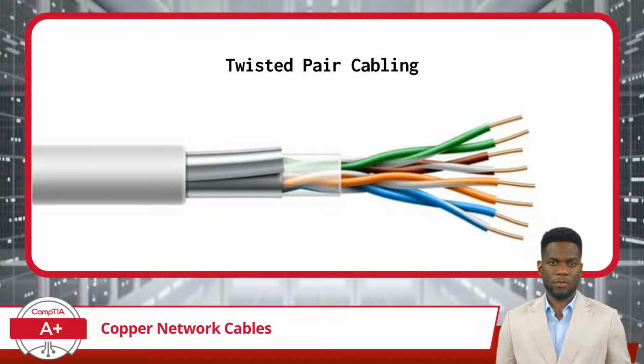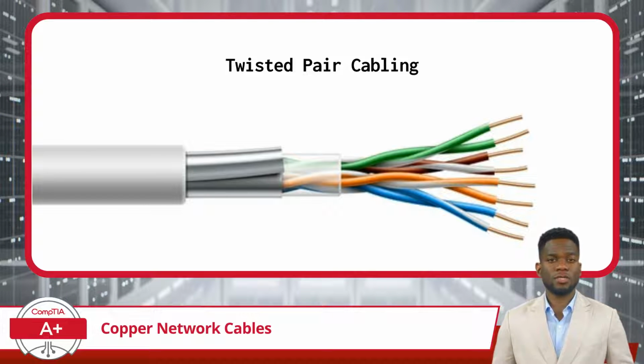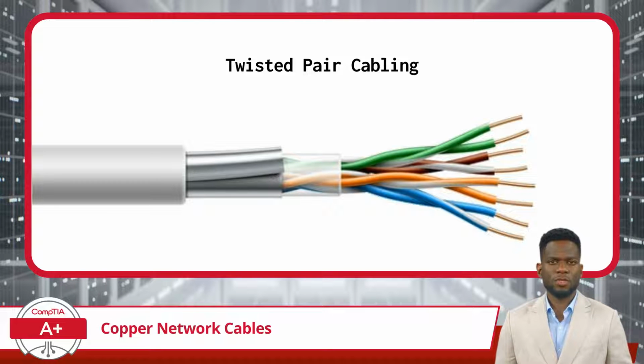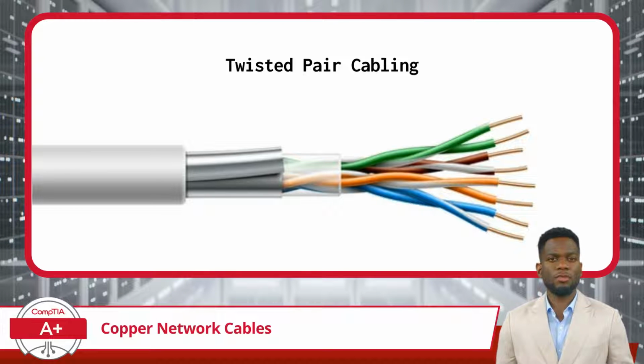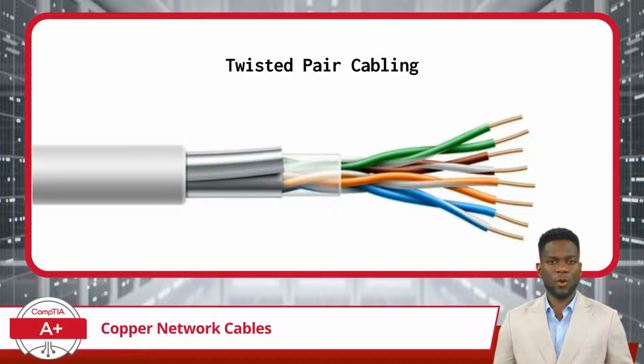One key term to understand in this context is crosstalk. Crosstalk refers to the interference caused when the signals transmitted on one wire pair affect the signals on an adjacent wire pair. By twisting the wires together in pairs, crosstalk is minimized, ensuring that data can be transmitted more reliably.